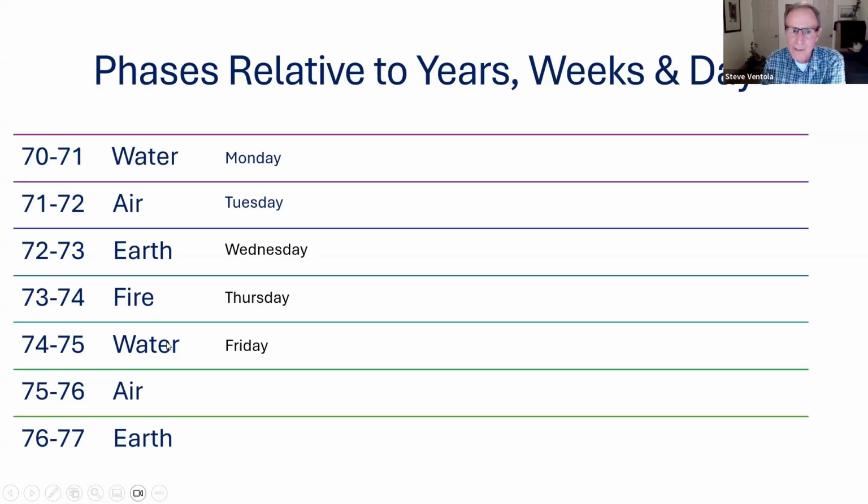Friday, beginning the weekend, a water phase. Air, Saturday. And with air, you can say at this point here, the Saturday time, you can say relates to when you're 75 or 76. On Saturday or Saturday afternoon, there's a lot of ease.